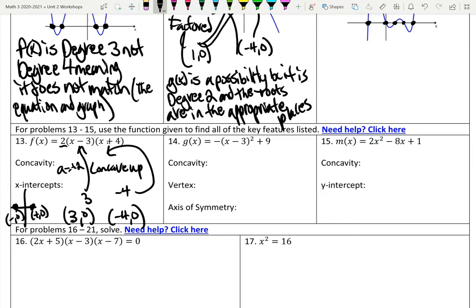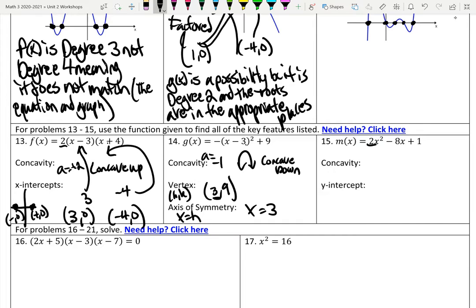Number 14, it is a negative 1 in front. A is negative 1, meaning it's going to be concave down. My vertex is always going to be the h value, k, (h, k), compare it with the form. And then the axis of symmetry is always going to be equal to the x value. X is going to be 3. The x value is 3.